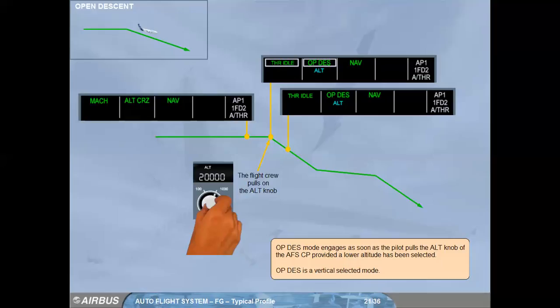Descent mode engages as soon as the pilot pulls the alt knob of the auto flight system control panel, provided a lower altitude has been selected. Open descent is a vertical selected mode.